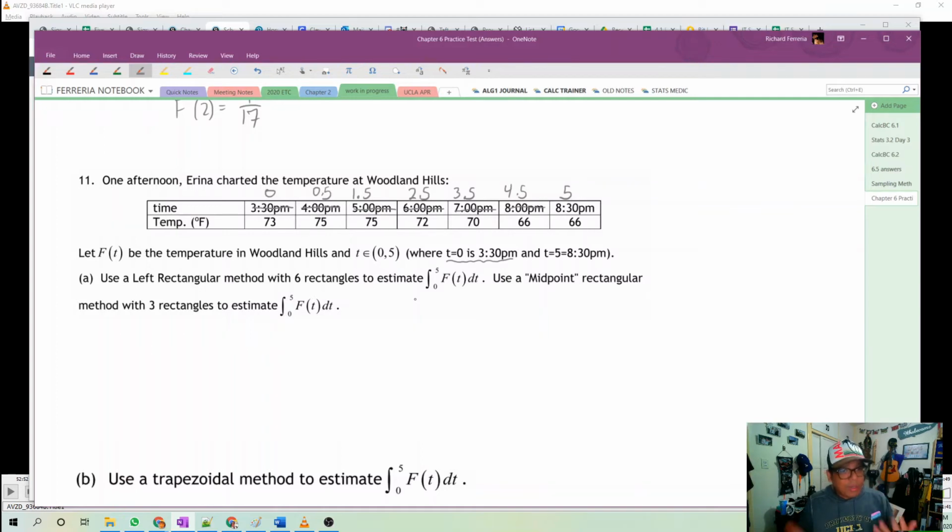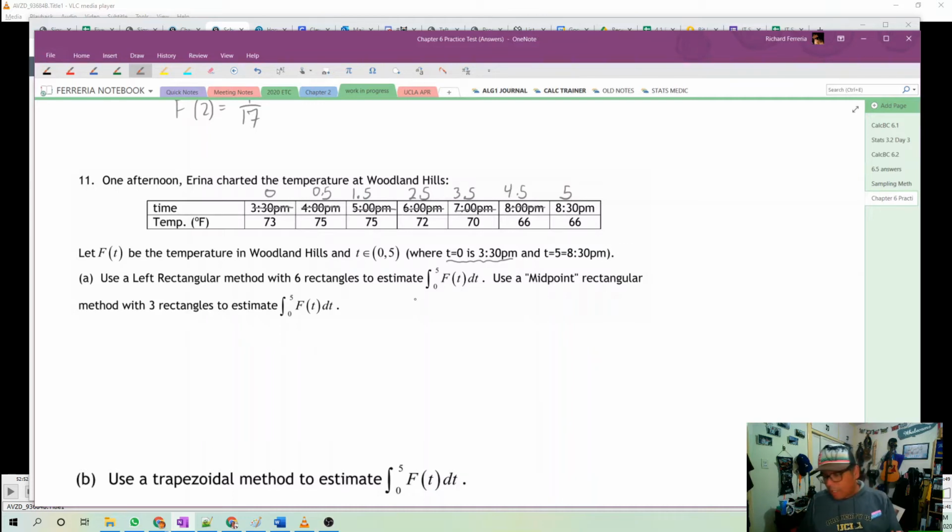And then use a midpoint rectangular. Now midpoint is in quotes, so we're not going to use actual midpoints. We're just going to look for some point in between. Think back to when we were doing the Riemann sums. It didn't matter where we evaluated the function, as long as we evaluated the function somewhere in the interval. So that's going to be kind of what we're going to use for the midpoint, quote unquote.